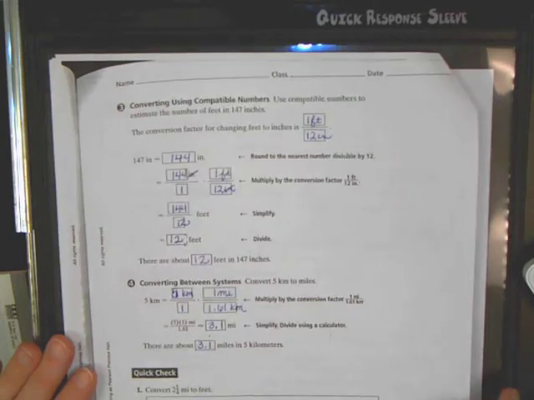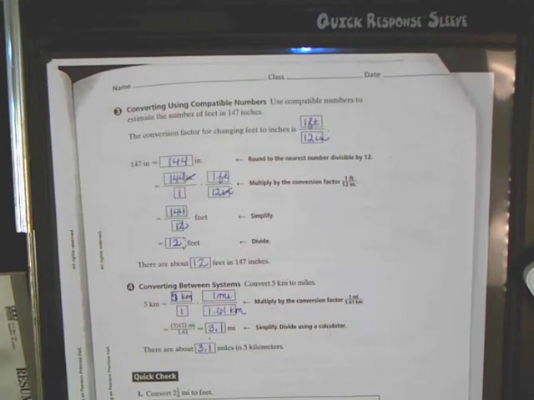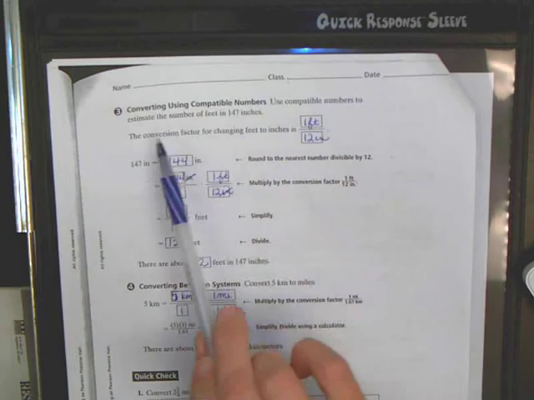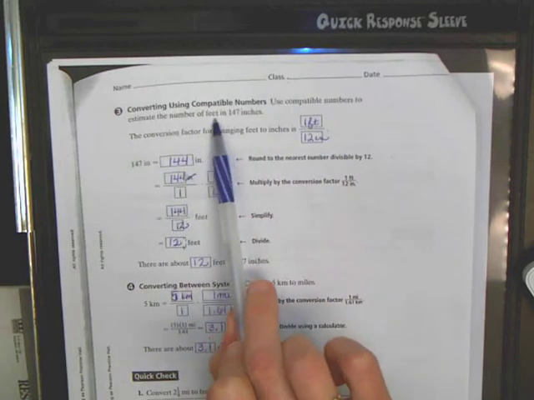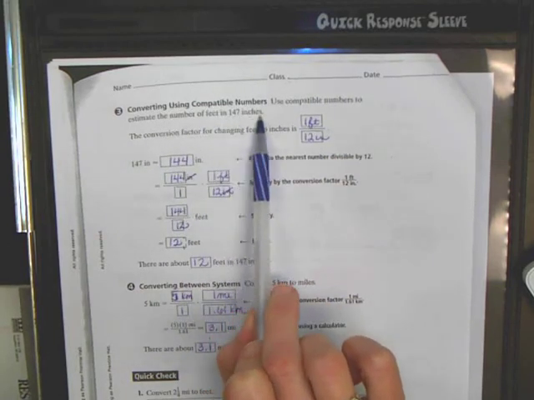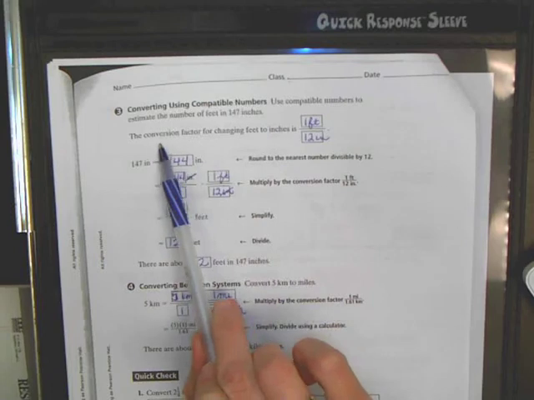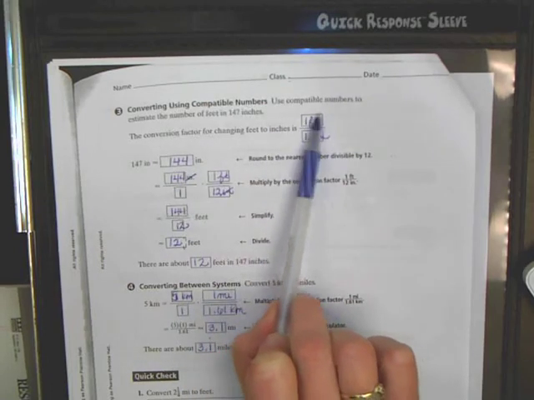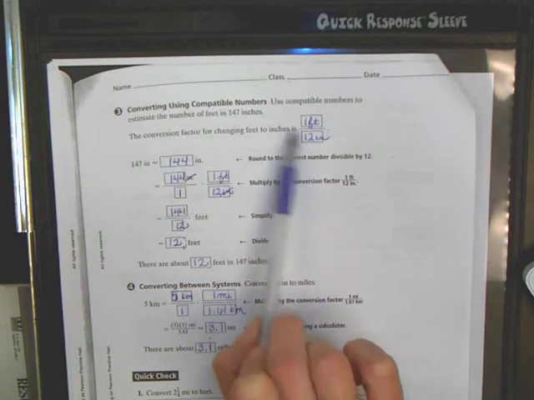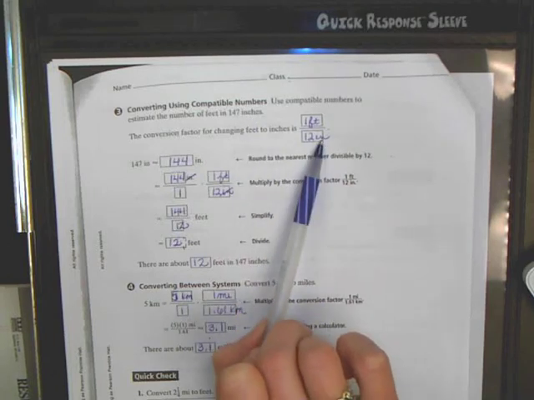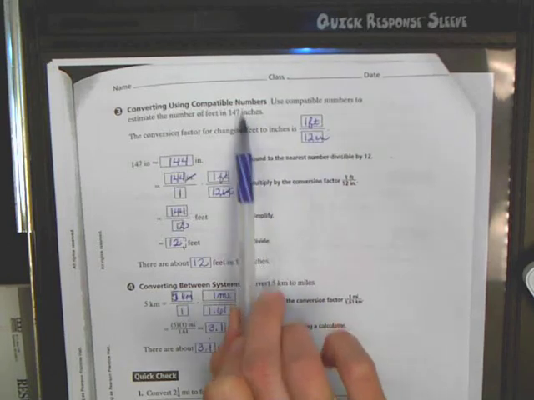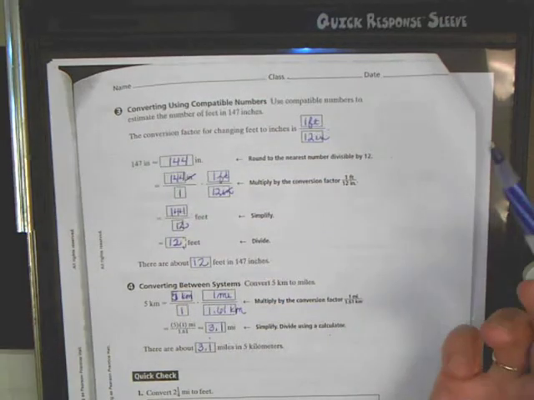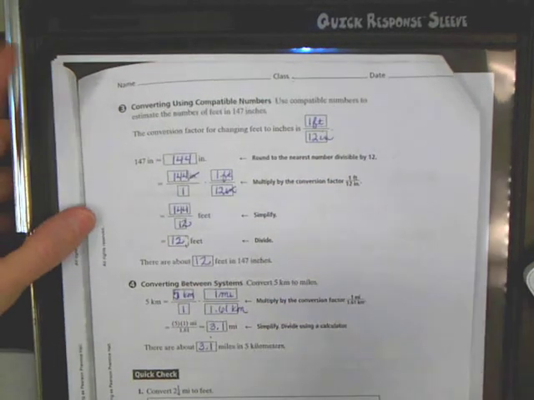And this is converting using compatible numbers. Sometimes you don't need an exact answer, so we can use compatible numbers. We want to estimate the number of feet in 147 inches. So my conversion factor here is, I want feet, so that's going to be my top number. I'm trying to get rid of the inches, so it's going to be my bottom number, because in my ratio I want feet over 1, or just plain old feet.